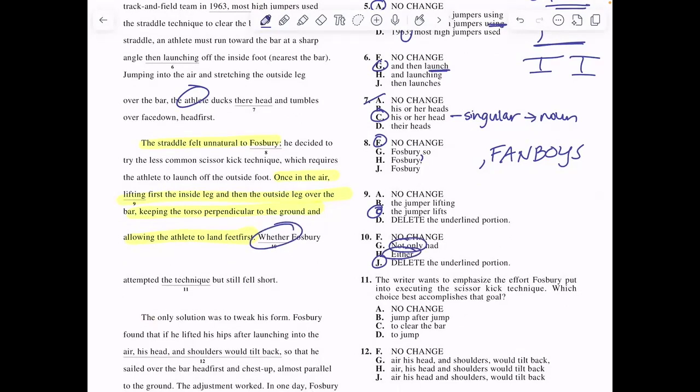And if you have the option to delete them, please go ahead and delete. 95% of the time, I'm making that up, but a lot of the time, you're not going to need it. So I would start with the delete on these. Okay, so we said Fosbury attempted the technique, but still fell short.